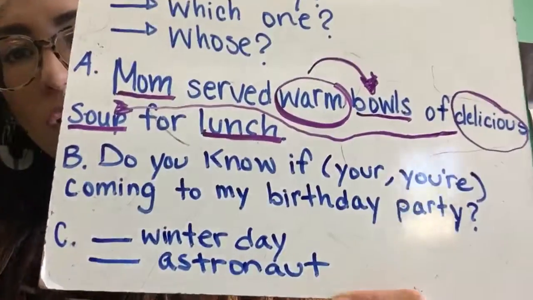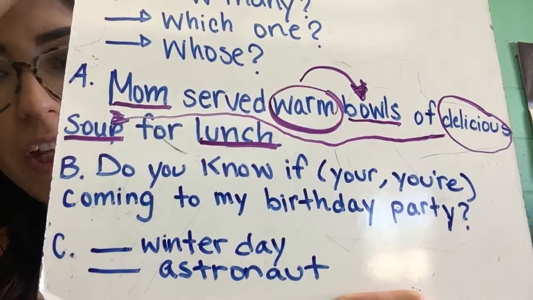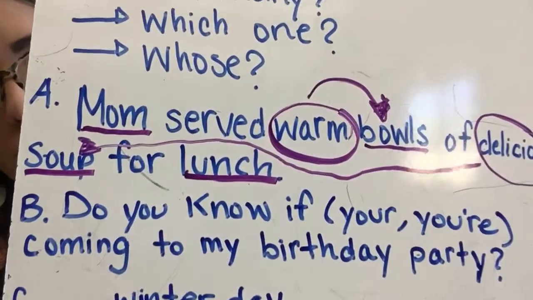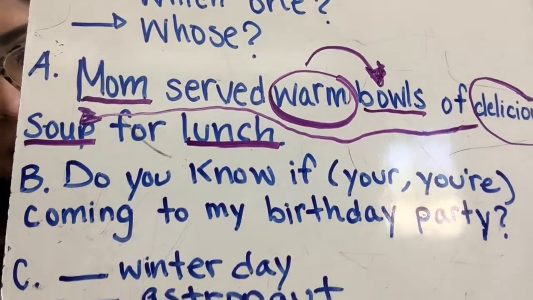For think A. Let's go to remember B. It says underline the correct word in parentheses. So I have B here. Do you know if you're coming to my birthday party? Do you know if you're coming to my birthday party?